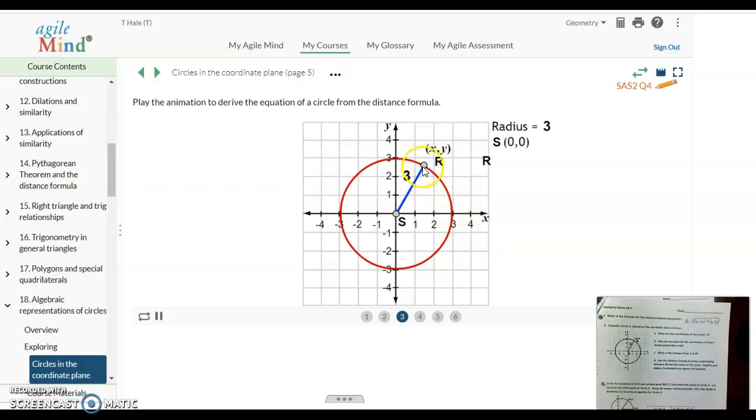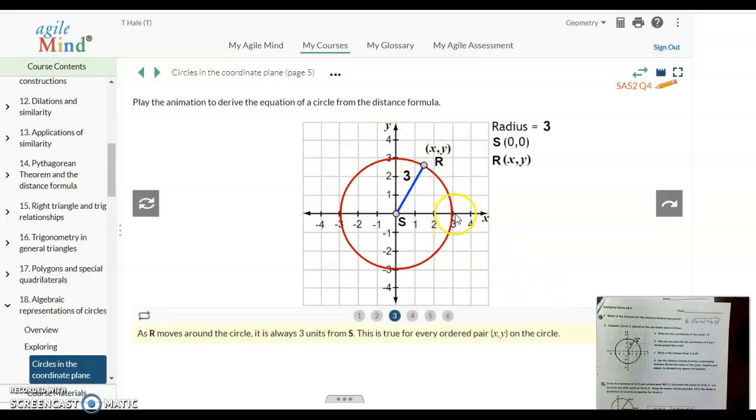And we are just going to look at a generic point on the circle. So they moved R from 3, 0 just to some random place on the circle. So our radius is still 3 because the radius is the same the entire distance around the circle. It doesn't change.